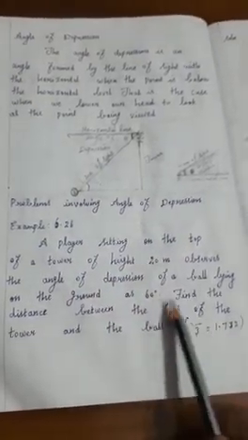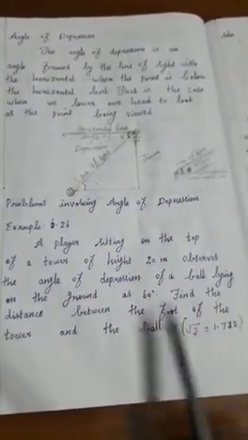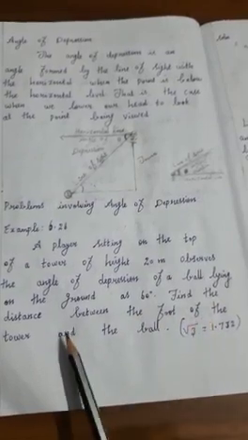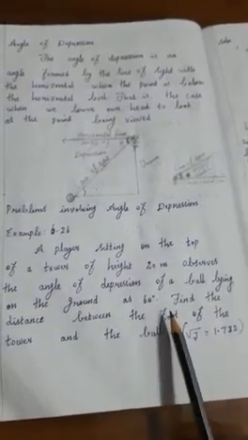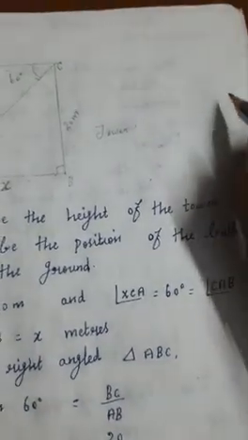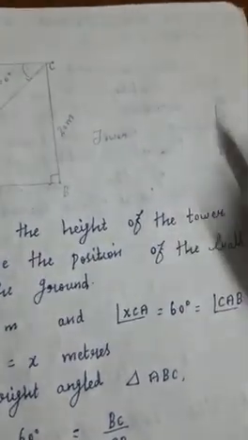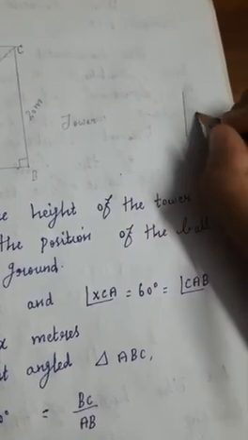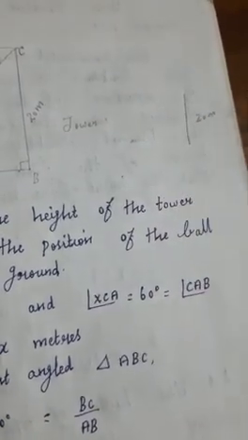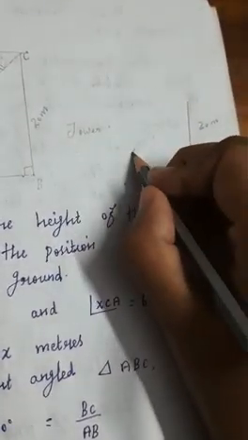Okay, so after in our question what they have asked to find out, find the distance between the foot of the tower and the ball. This is the question. Okay, so now see the solution. First you can see how to draw the diagram. So here one tower. Okay, so this is the tower. This height of the tower they have given, that is 20 meter. Where is the ball? On the ground, one ball.